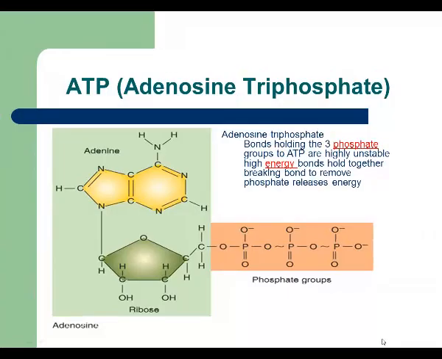One more picture of the ATP molecule for you. This picture again shows you that adenosine triphosphate is composed of adenosine, which is a sugar, and three phosphate groups. And those phosphate groups are attached to adenosine with high energy bonds.